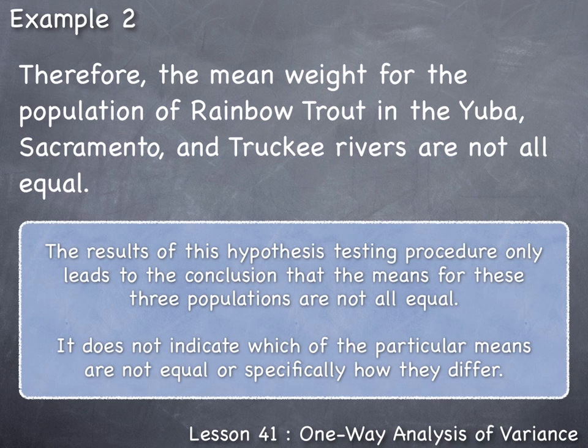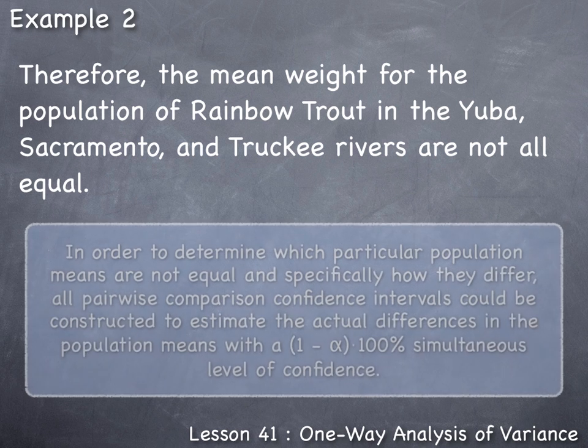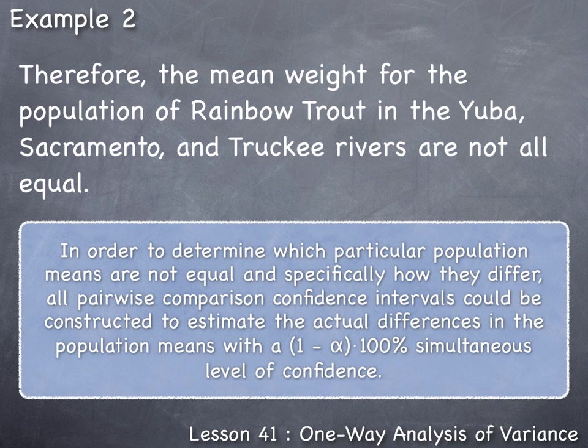The results of this hypothesis testing procedure only lead to the conclusion that the means for these 3 populations are not all equal. It does not indicate which of the particular means are not equal or specifically how they differ. In order to determine which particular population means are not equal and specifically how they differ, all pairwise comparison confidence intervals could be constructed to estimate the actual differences in the population means with a 1 minus alpha times 100% simultaneous level of confidence.